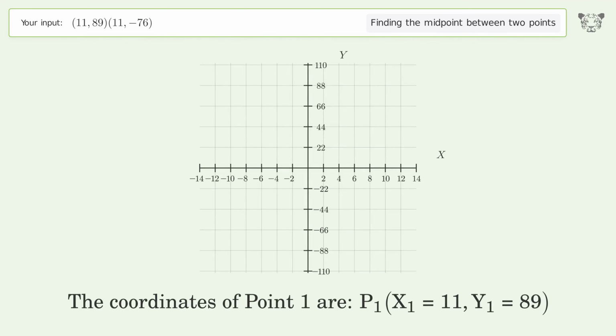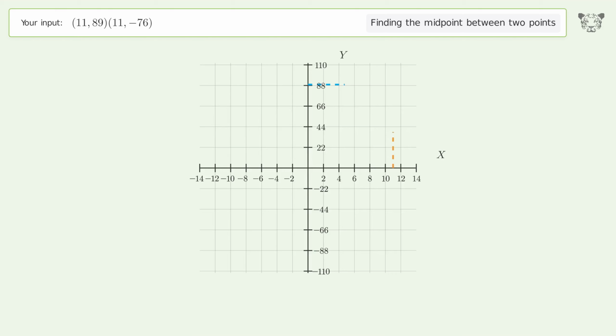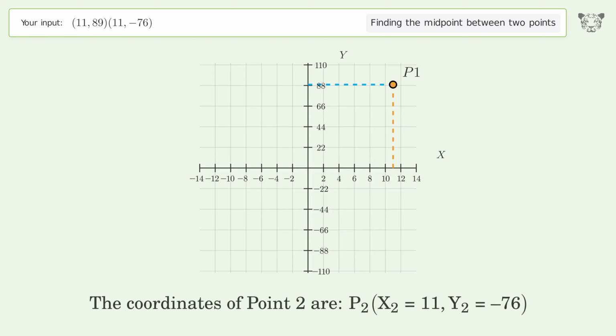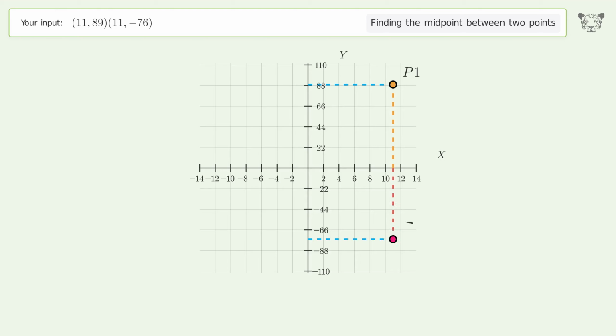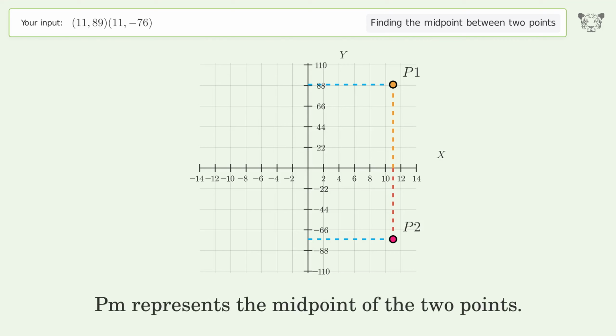The coordinates of point 1 are x1 equals 11, y1 equals 89. The coordinates of point 2 are x2 equals 11, y2 equals negative 76. PM represents the midpoint of the 2 points.